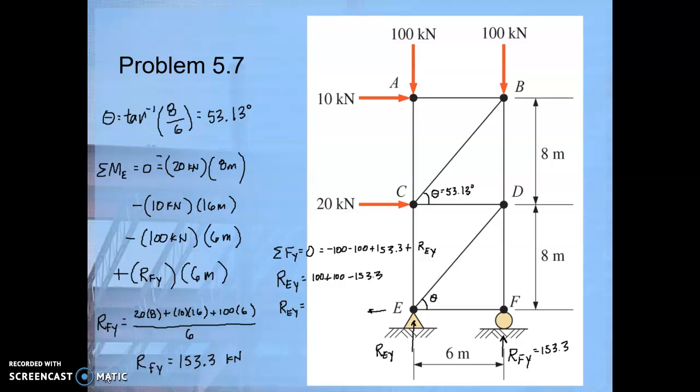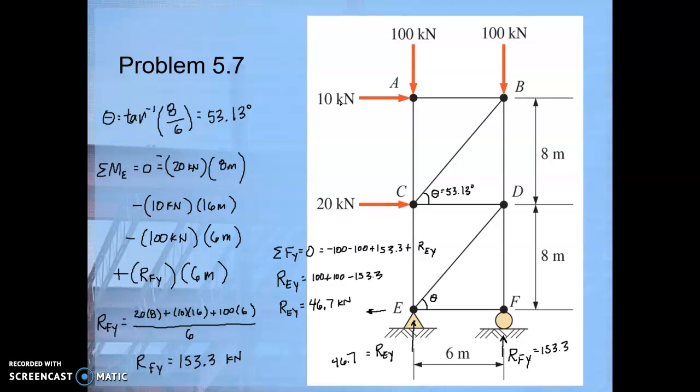And that is equal to 46.7 kilonewtons. Now we also have a horizontal reaction at E, and it's the only reaction in the horizontal direction. Therefore, it has to resist all of the applied loads.